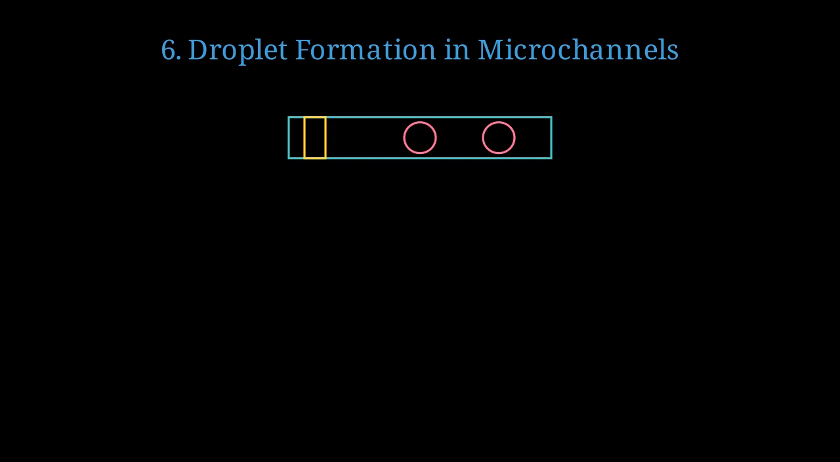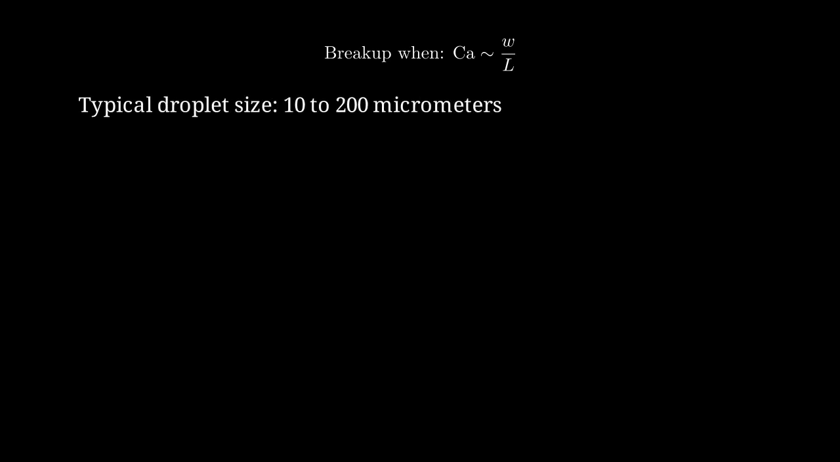In flow-focusing devices, a dispersed phase breaks into uniform droplets, surrounded by a continuous phase. Droplet formation occurs when the balance between Laplace pressure and viscous stress reaches a critical point. Breakup occurs when the capillary number is comparable to the ratio of channel width to emerging droplet length. Typical microfluidic droplets range from 10 to 200 micrometers in diameter, with excellent uniformity.